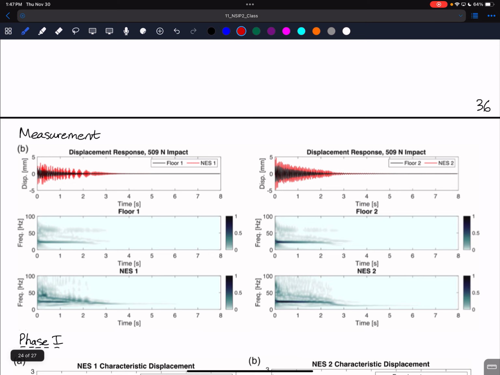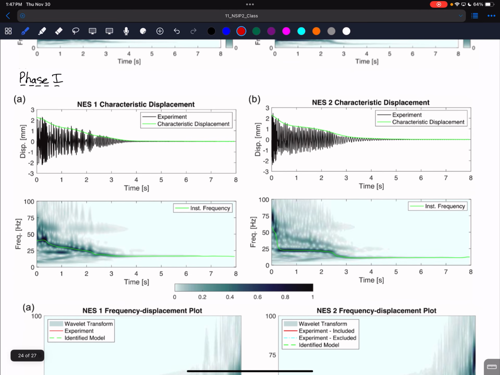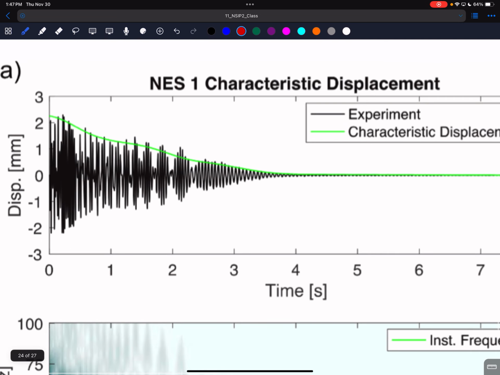Here are some displacement responses of them. This is where knowing the frequency content in your structure plays a role, knowing what is an NES response and what is a frequency contributed by the main structure. Phase one, we compute characteristic motions. You can see here very clearly how the characteristic displacement, if I zoom in there, does not capture that instantaneous amplitude, which would do something like this, especially here. It's not instantaneous amplitude, it's a representation of that.